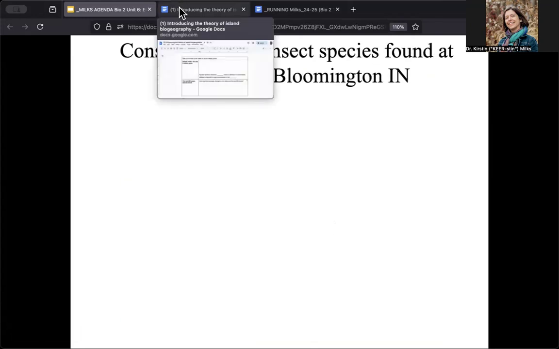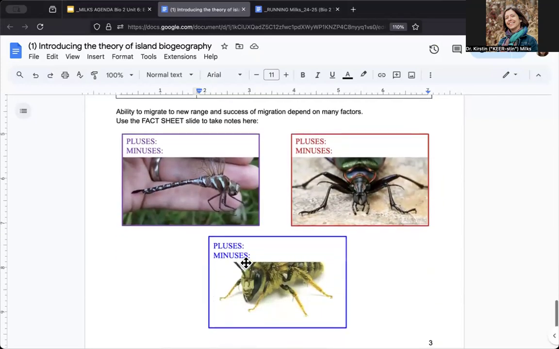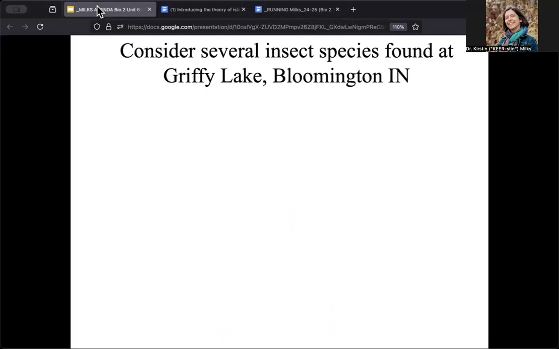So, our last order of business for today is going to be thinking about the ability of three different insects who live in Bloomington to migrate and change their range. The ability to migrate to a new range and the success of that migration depends on many factors. So I'm going to show you a fact sheet in a minute about these three insects. And you're going to think about, okay, does this one have any pluses that you think will be able to help it migrate? Here's a hint. Armin is holding it by its wings, right? Are there any minuses? You'll see those in the fact sheet. And you're going to take some notes on page 3 for each of these.